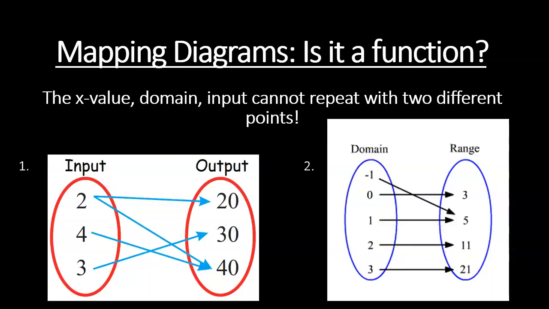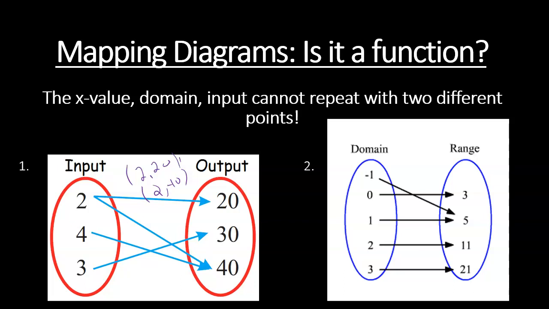All right, let's look at some mapping diagrams next. I want you to remember that when you look at a mapping diagram, you need to look at how many arrows are coming out of your inputs. Okay, so in this first one, 2 is going to 20, which would be 2, 20, and 2 is going to 40, 2, 40, which would mean this is not a function.